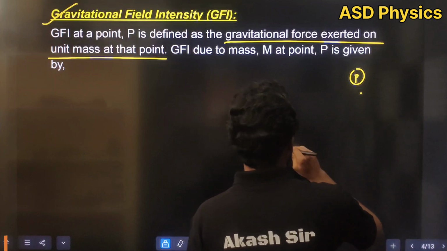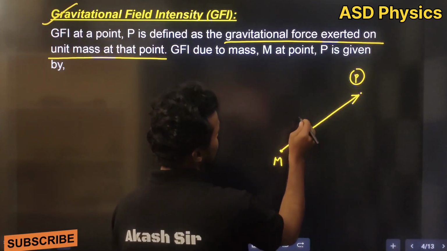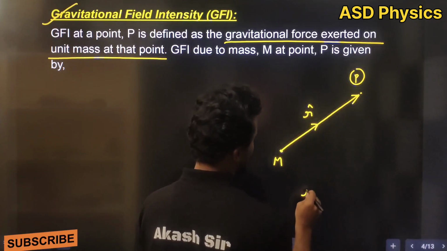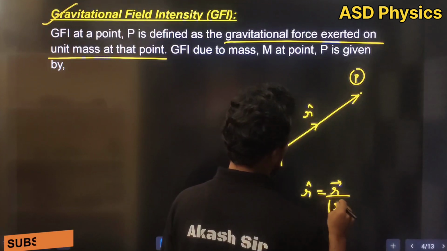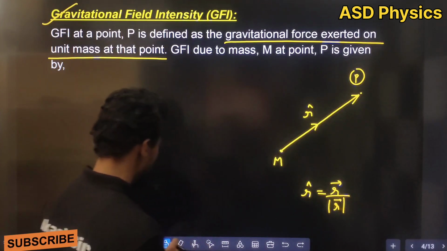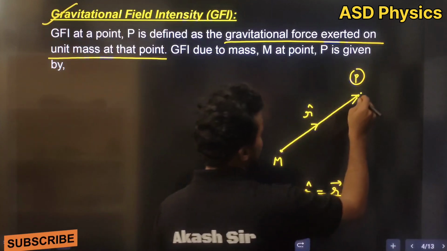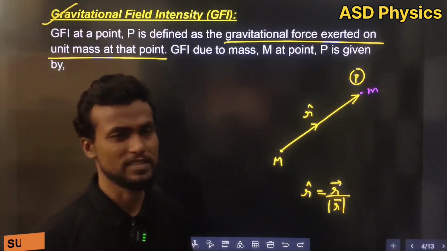Okay, so I will draw here one vector. This is called the position vector r. And in this direction, let's take the unit vector r cap, and this r cap is given by vector r by mod r. Now, as I want to calculate the gravitational field intensity at point P, here I will take one small mass m, the test mass.